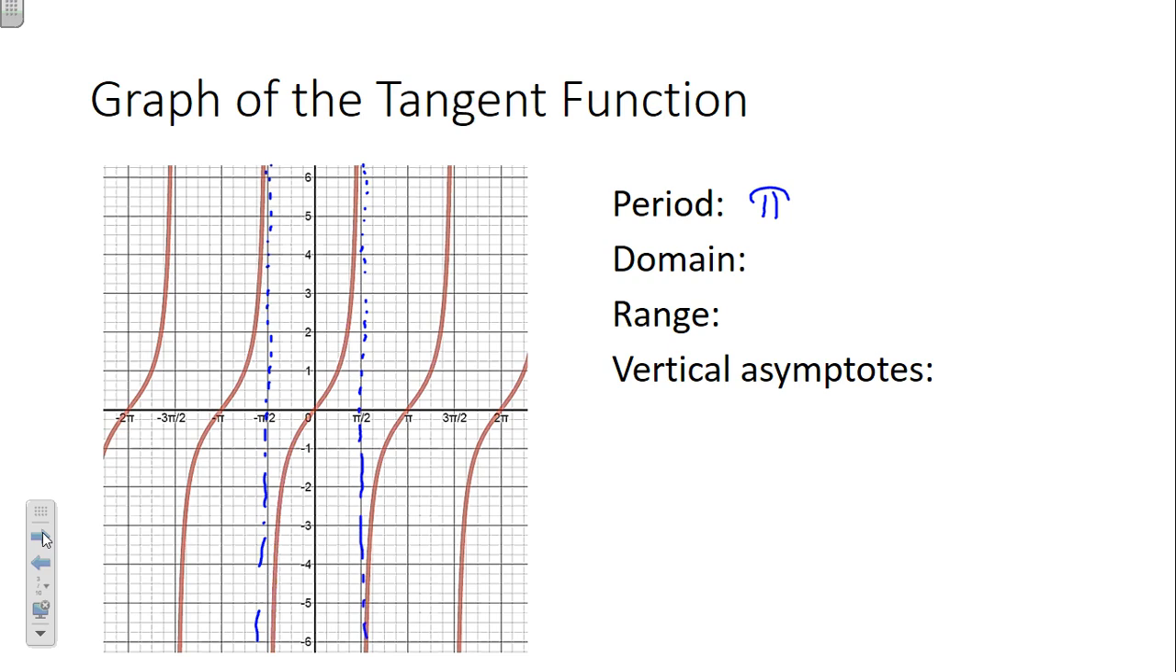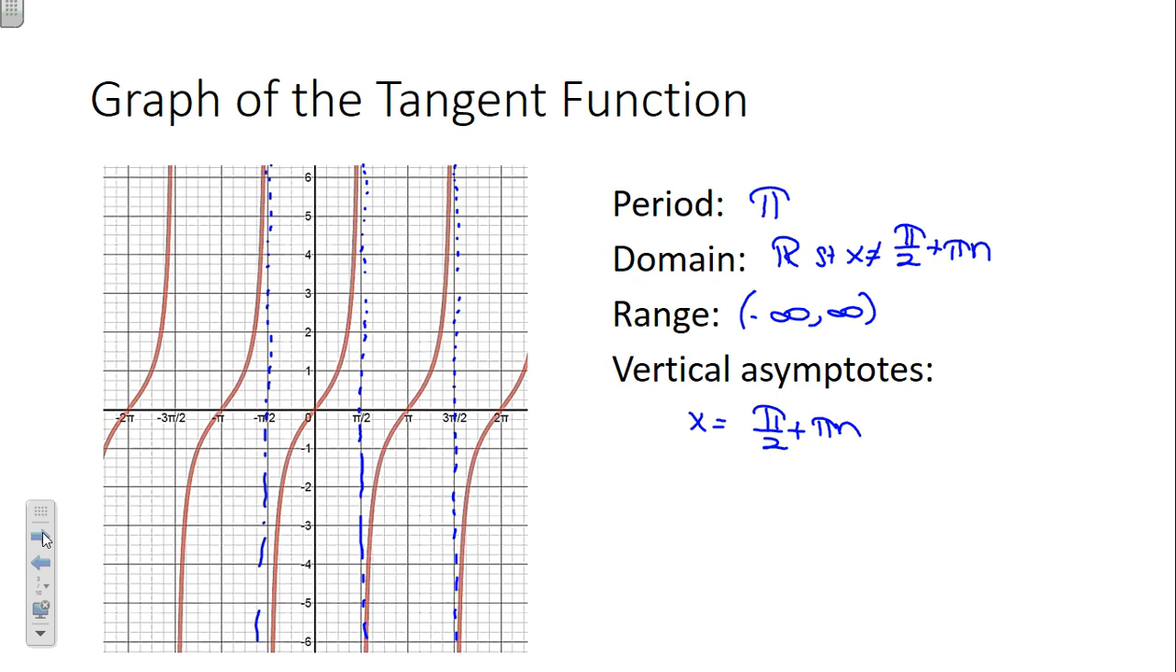So x could not be pi over 2 plus, how frequently do these occur? Every pi. So pi n. Pi k, k pi, whatever you want to call it. Where n is some constant integer. Okay? And the range we said was negative infinity to positive infinity. And so the vertical asymptotes are pretty much exactly what we have in the domain, right? X equals pi over 2 plus pi n.